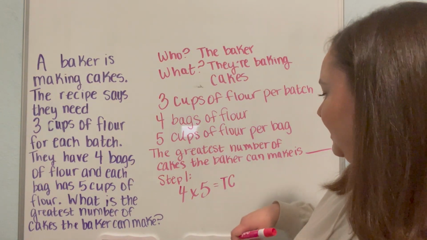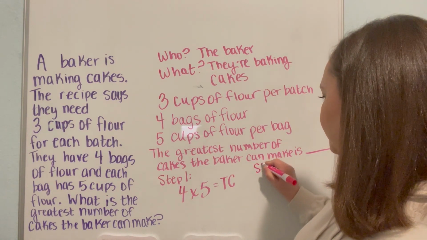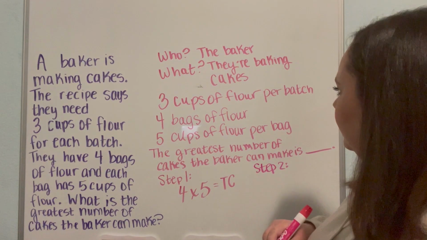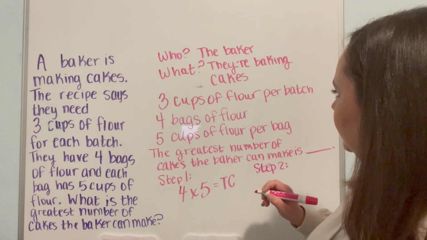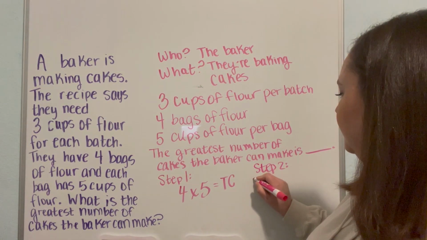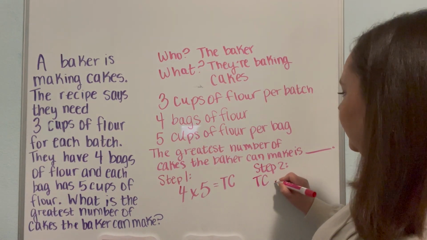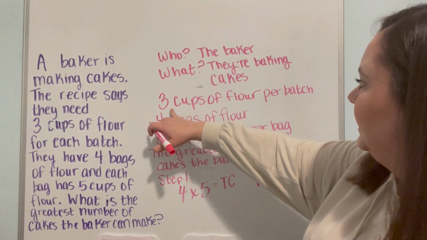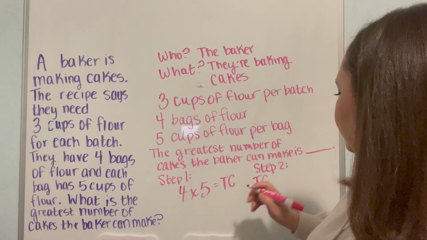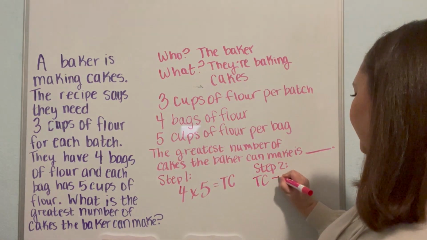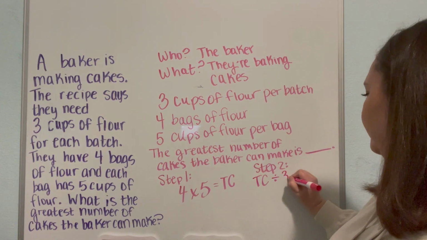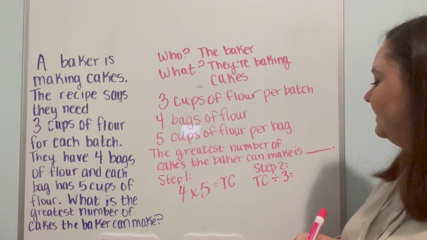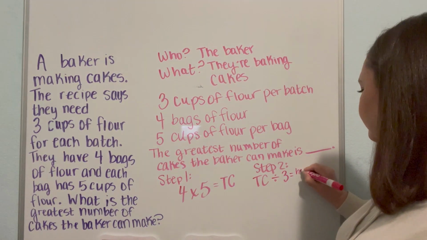After I find my total cups, I'm going to do step 2. So in order to solve the rest of my problem, I'm going to take my total cups and I'm going to divide it by the number of cups that it takes per batch. So I'm going to take my total cups and divide it by 3. And this will tell me how many cakes our baker can make.